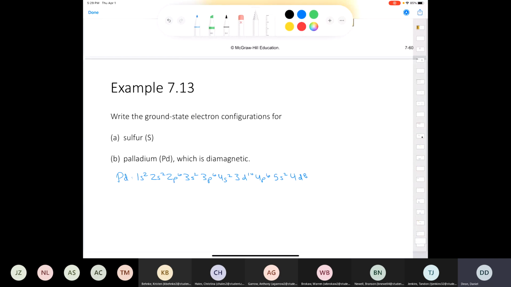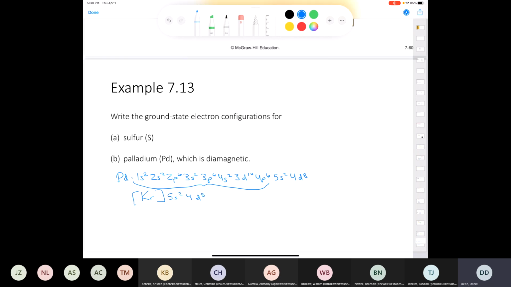Well, if we look at all of the electrons that are covered by the noble gas that precedes palladium, if you look at the periodic table, the noble gas that comes before palladium is krypton. So we could shorthand this as krypton, and krypton is covered by all of this, all the way up to 4p6. Krypton 5s2, 4d8, like that.